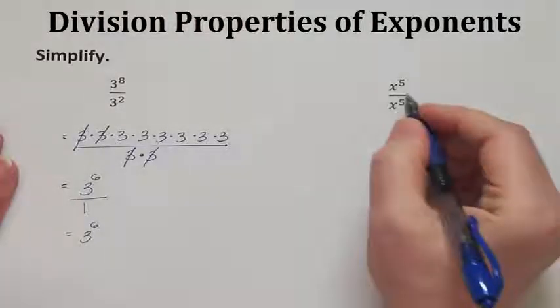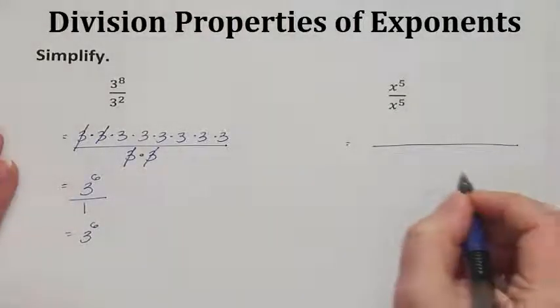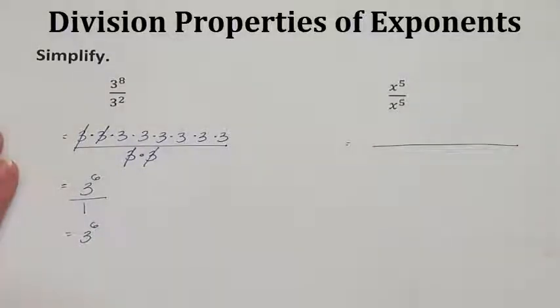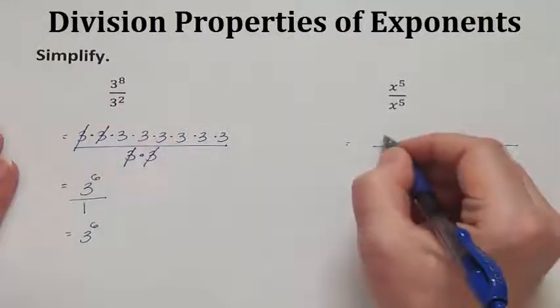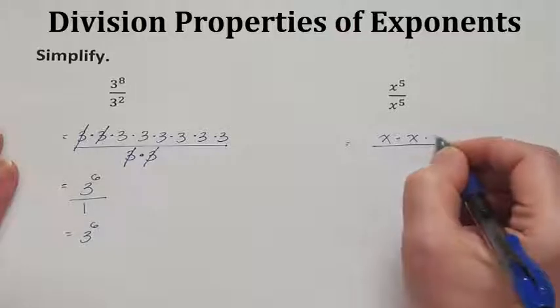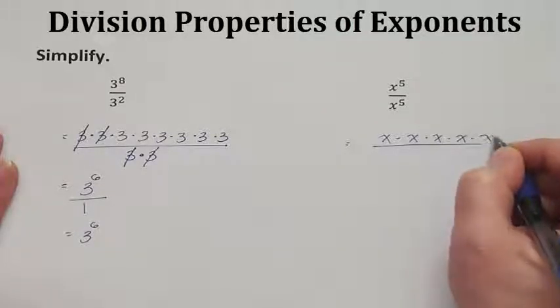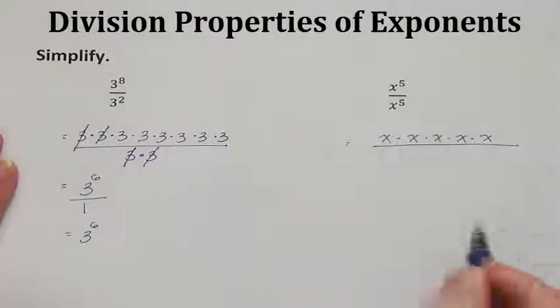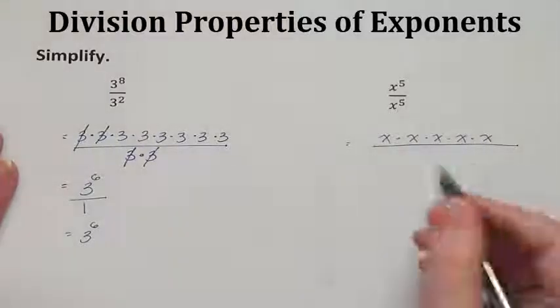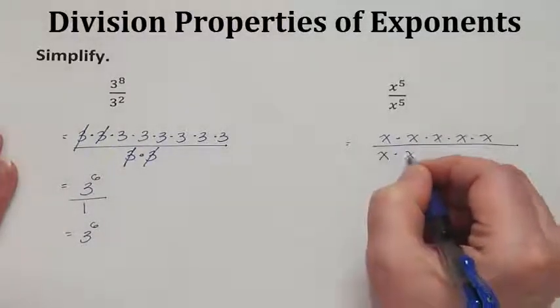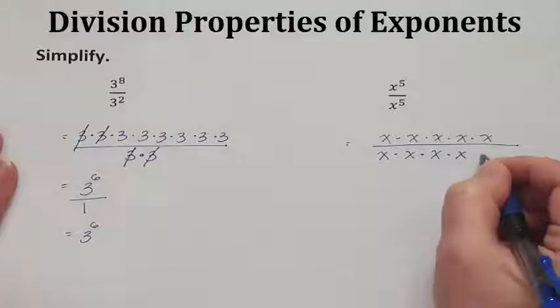It's a fraction. So here's my fraction. X to the 5th in the numerator meant there were 5 x's multiplied together. So 1, 2, 3, 4, 5. Okay? The denominator, x to the 5th, meant 5 of them again. 1, 2, 3, 4, 5.